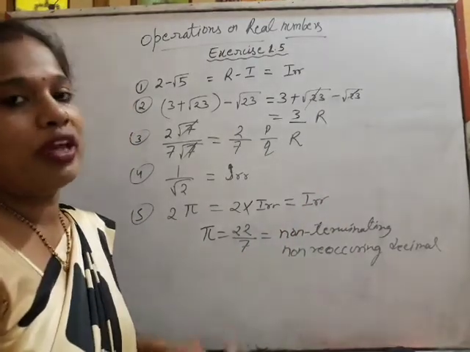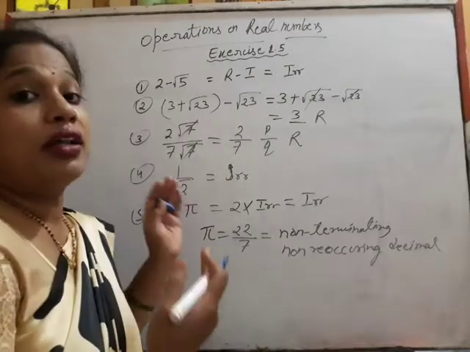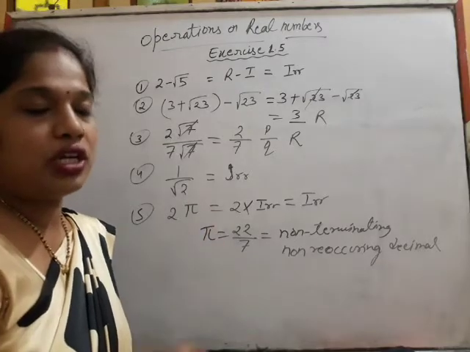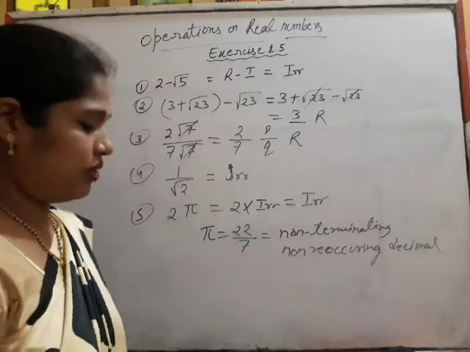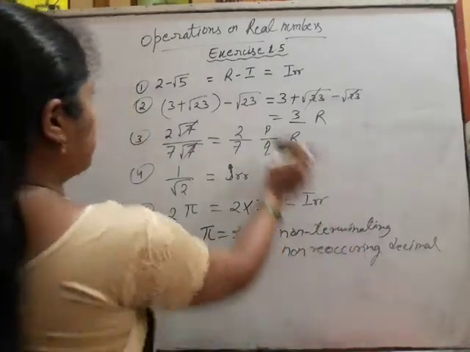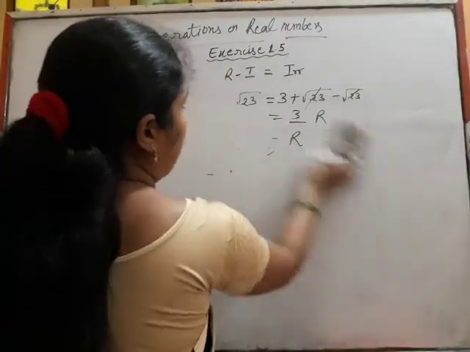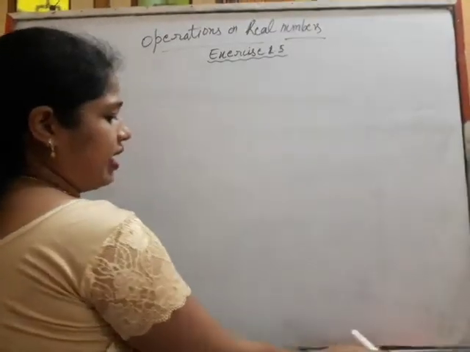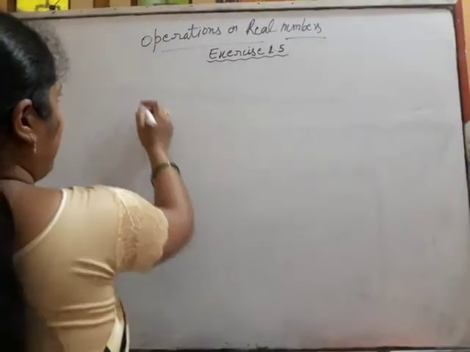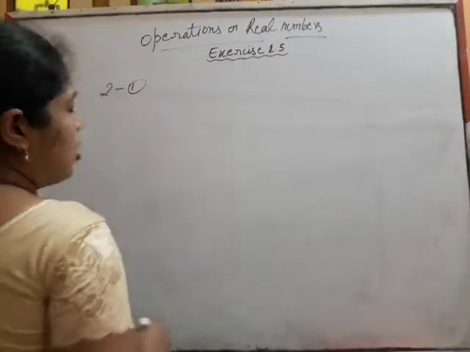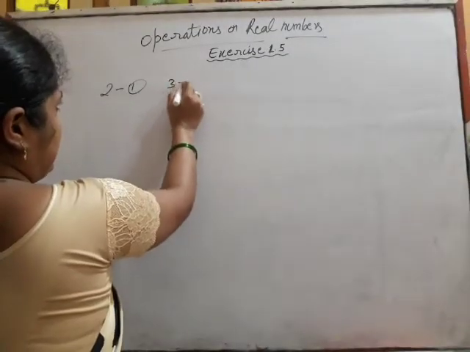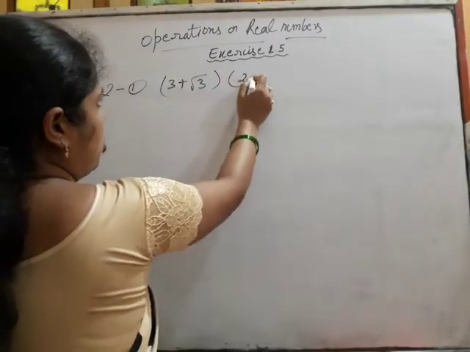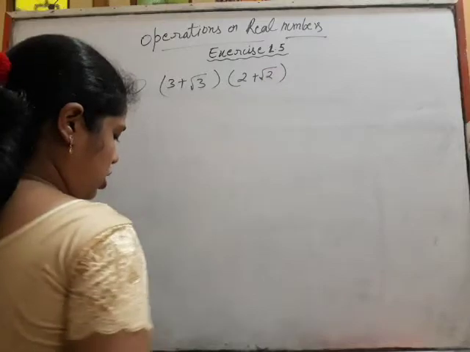This is how we can follow the rules for rational and irrational numbers in the operations of addition, subtraction, multiplication and division. The next question is simplification. The numbers are given as a pair of rational and irrational parts, and we need to multiply them. The first question, first part, says 3 plus under root 3 into 2 plus under root 2.